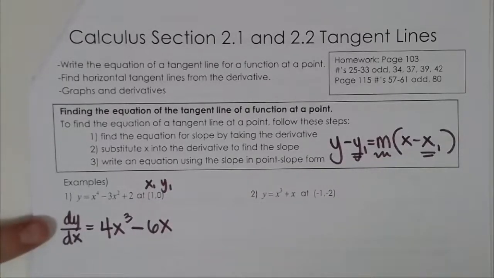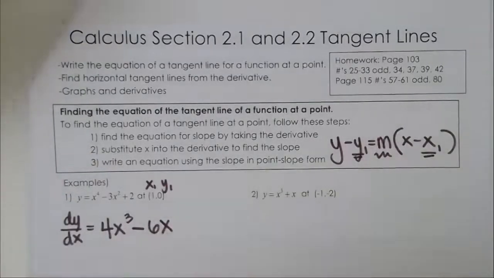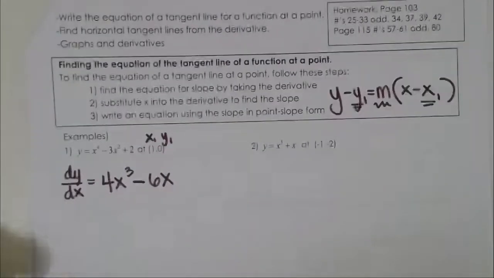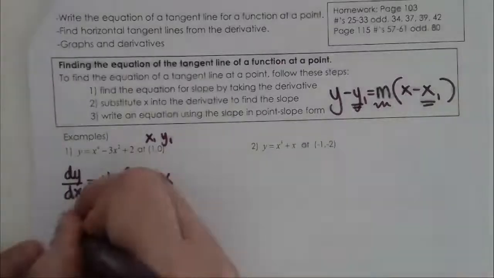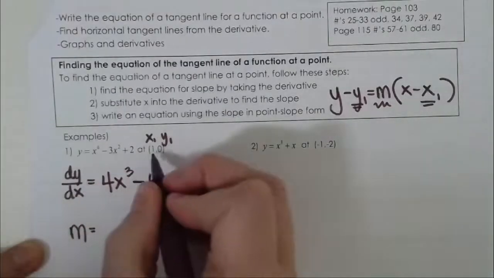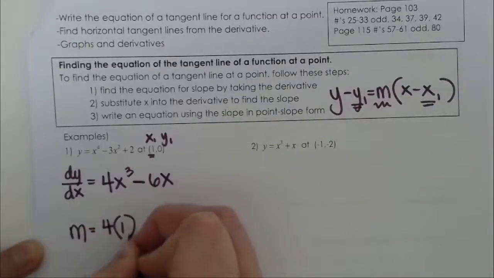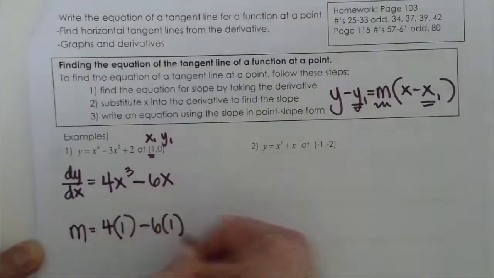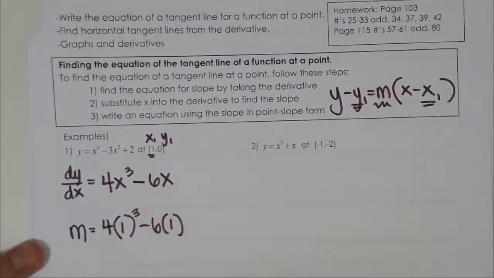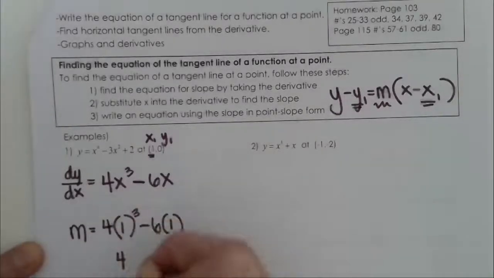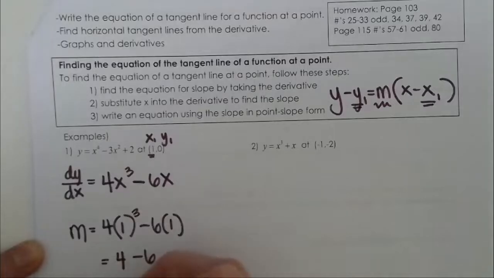So this is the equation for the slope of this tangent line, but I want it at a specific point. So we need to take this point, the x value, and sub it in. So our slope that we're about to use is at this specific point, so this 1 is going to be substituted here and here. One to the third power is still just 1. So 4 times 1 is 4, minus 6 times 1, which is 6. So my slope at that point is negative 2.